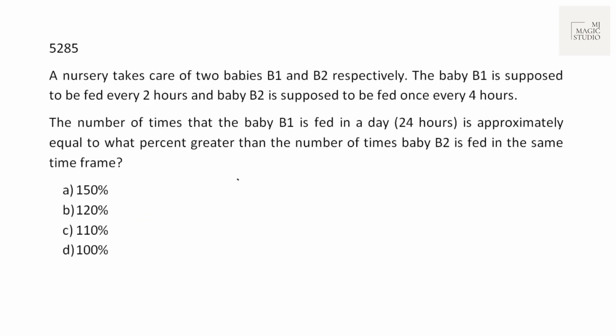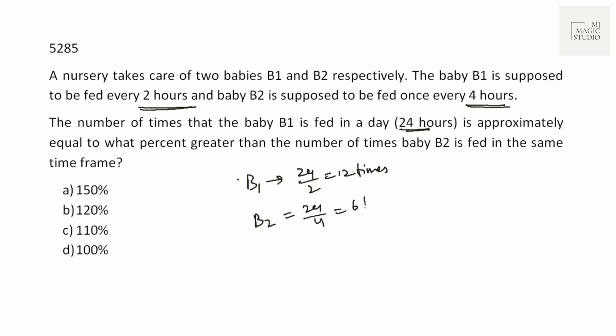A nursery takes care of two babies, B1 and B2. B1 is supposed to be fed every 2 hours and B2 is supposed to be fed once every 4 hours. The number of times that the baby B1 is fed in a day, 24 hours, is approximately equal to what percent greater than the number of times B2 is fed in the same time frame. So B1 is fed 24 by 2, that is 12 times. B2 is fed 24 by 4, that is 6 times.